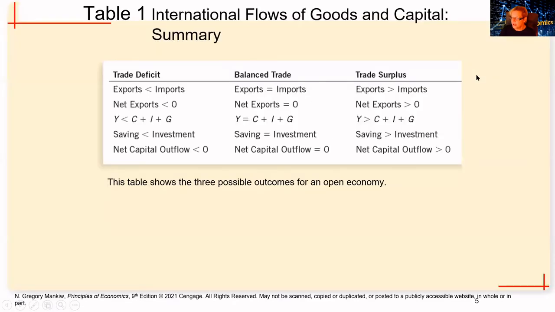So I like this chart. This is table 1 in your book and kind of shows the different types of flows that we could have. So this is the US. We have a trade deficit. Balanced trade. Some countries have that. Trade surplus would be China.